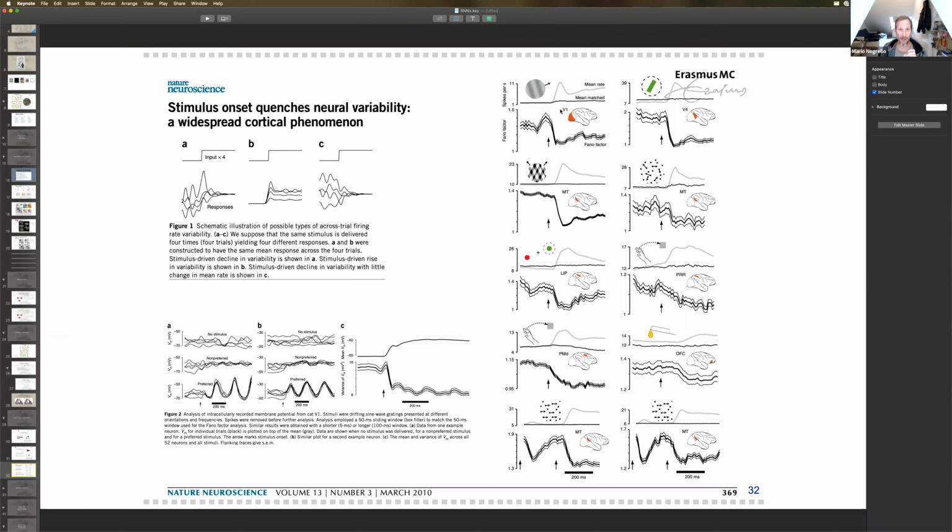Here, for every two plots, you have one experiment going on. On the top left, you have an experiment in which you have an oriented grating, and you're measuring neurons in the occipital cortex, V1. When you turn on the presentation of that stimulus, you see a reduction of the Fano factor.